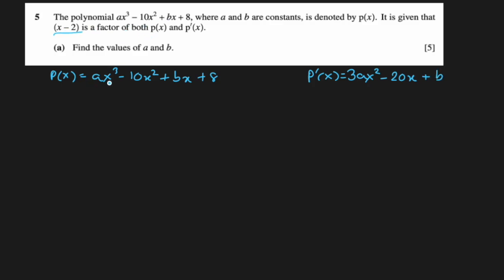X minus 2 is a factor of both. That means by remainder theorem, if I substitute x equal to 2, how to convert it to root? X minus 2 is equal to 0. Yeah, we make the root 0. That means the whole polynomial will become 0 because it's a factor of that polynomial. X equal to 2. That's how we convert a factor to a root by equating it equal to 0. All right. So P(2) is equal to a times 2 cubed minus 10 times 2 squared plus b times 2 plus 8.